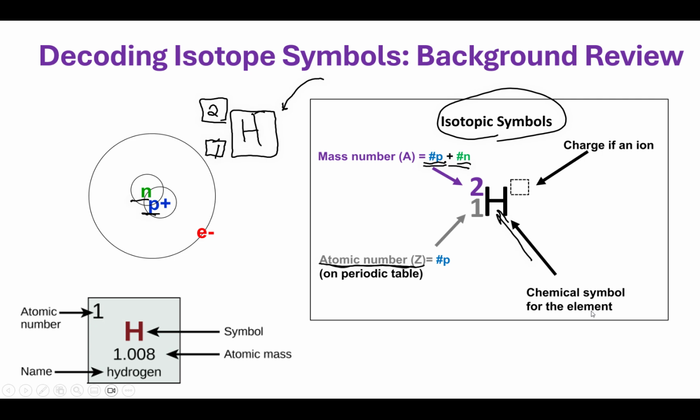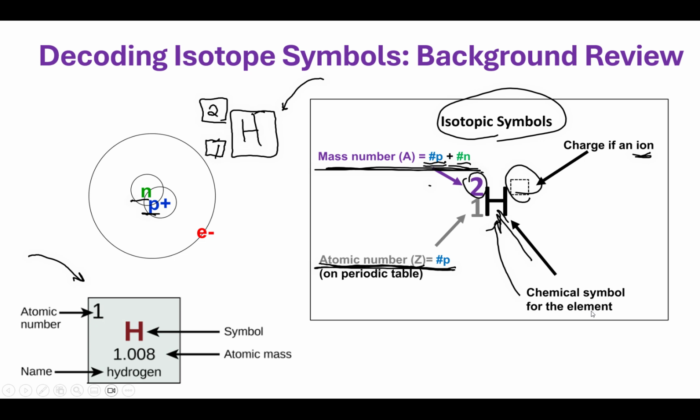So here's a recap. In the top left corner, we have the mass number, which is the number of protons plus neutrons. In the bottom left corner, we have the atomic number, which is equal to the number of protons. The big symbol in the middle is the chemical symbol of the element. And then in the top right corner, if it's charged or if it's an ion, we would indicate it right here.